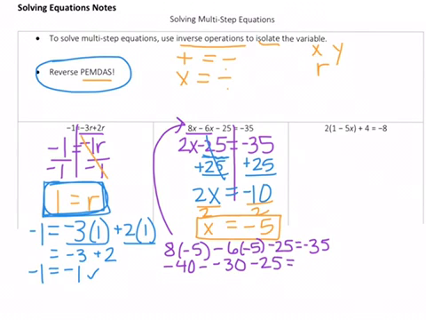And then, again, hoping it equals negative 35. Now, negative 40 minus a negative 30 is the same as negative 40 plus a positive 30. You keep change, and so that becomes a negative 10 minus 25. And then again, you can keep change. Keep change. A negative 10 and a negative 25 do create a negative 35.